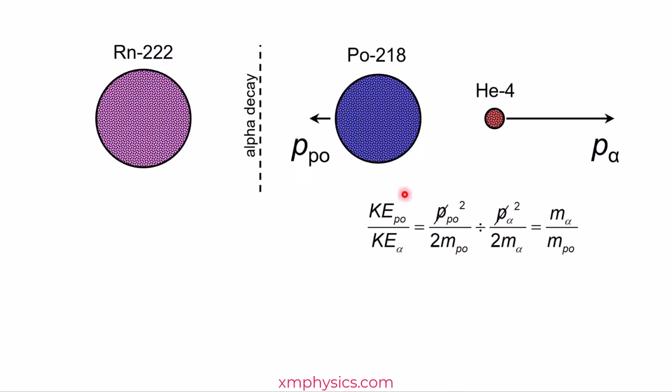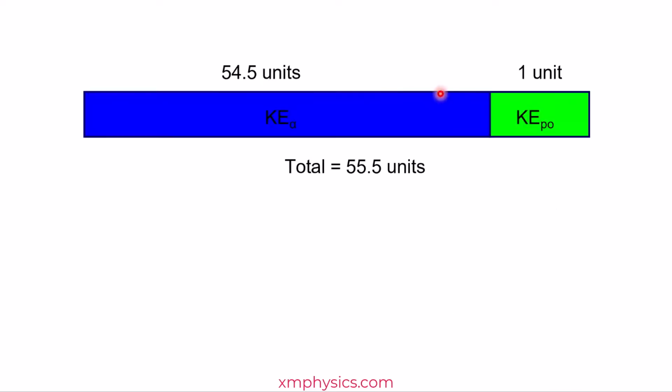So it turns out the ratio of the KE is simply the ratio of the masses, but you have to swap the order, yeah? So it's clear that the KE of the polonium is much smaller compared to the KE of the alpha particle. To be exact, the alpha particle has 54.5 times the KE of the polonium. Now let's use the modern method that you learned during your PSLE days. So the KE of the alpha particle is 54.5 units, whereas the KE of the polonium is 1 unit. So in total, we have 55.5 units, which corresponds to the total energy released during the alpha decay.